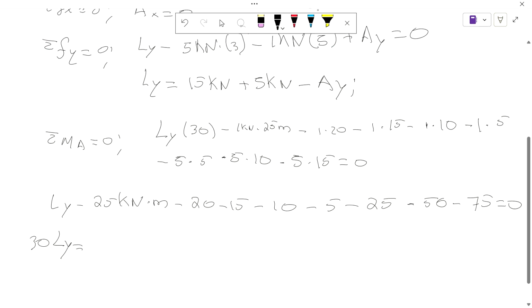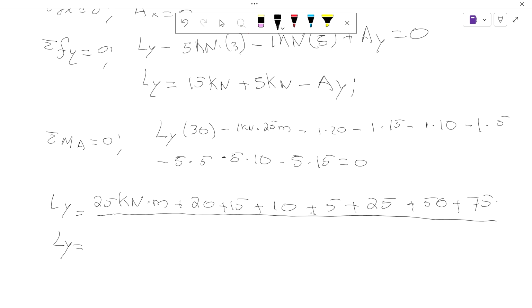Let's do something here to save time. We're going to do Ly equals the sum of all of these terms divided by 30 meters, I'm sorry. So everything has meters, we get kilonewtons, and this was 7.5 kilonewtons. Okay, so we got Ly.